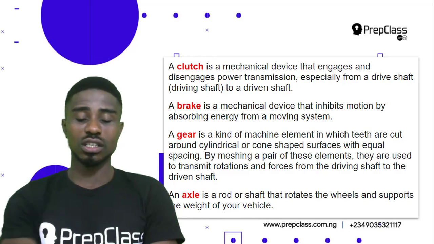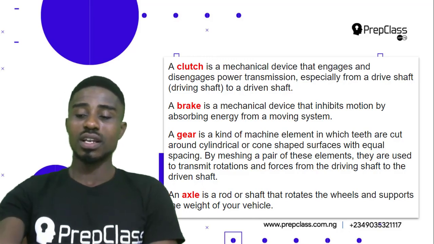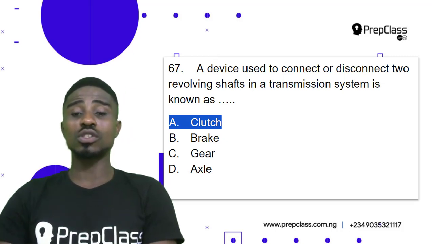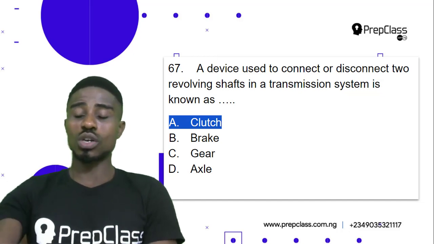A clutch is our correct answer. Let's look at it. A device used to connect or disconnect two revolving shafts in a transmission system is known as option A, clutch. Let's look at the next question.